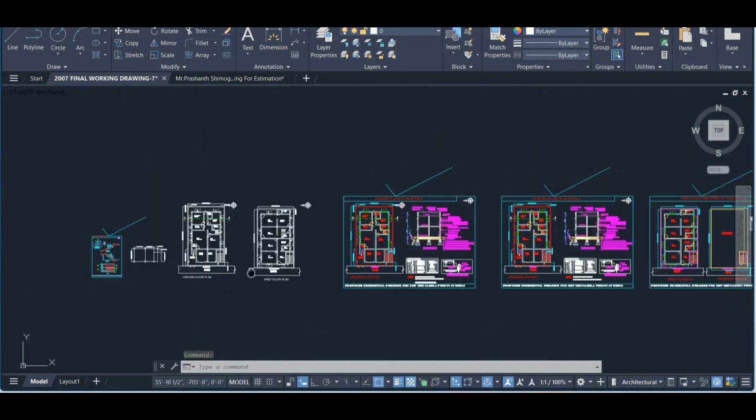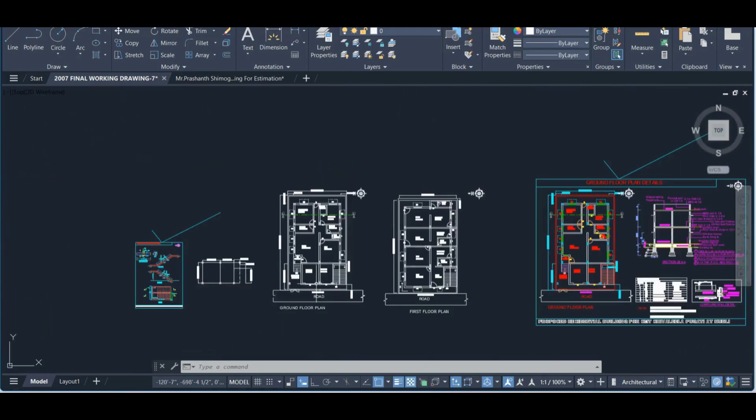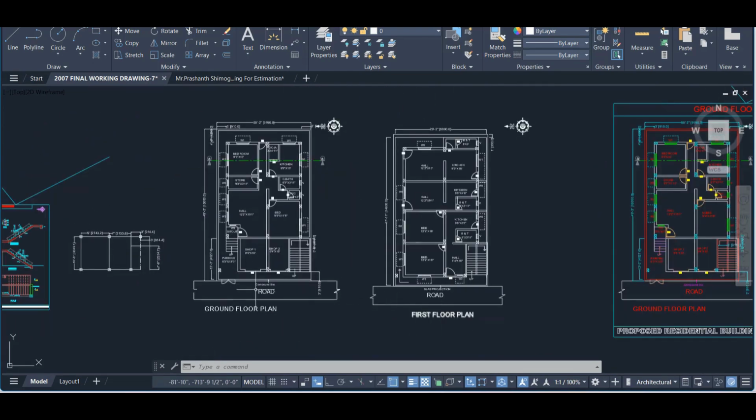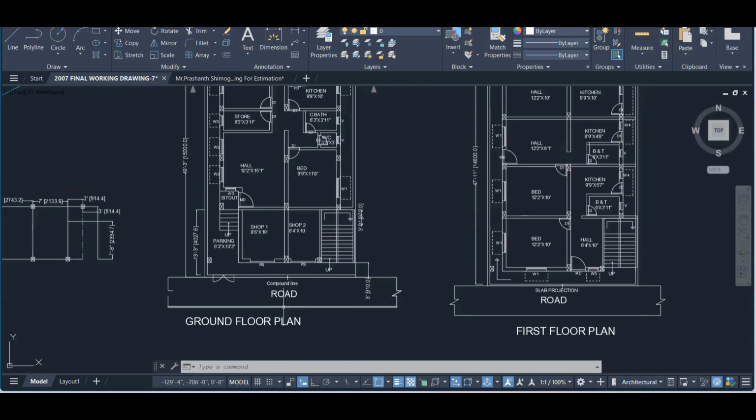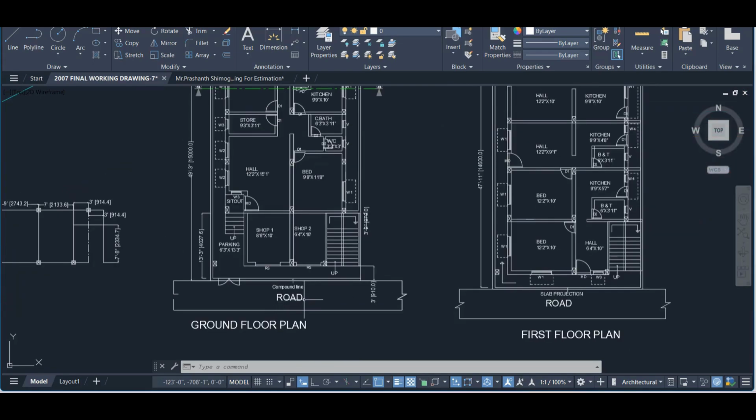Yeah, so here you can see, this is the ground floor and this is the first floor. On this side we have a road. How do you get to know which side we have a road? We have to visit the site and get the idea of the direction in which we have a road. That we call the facing of the road.